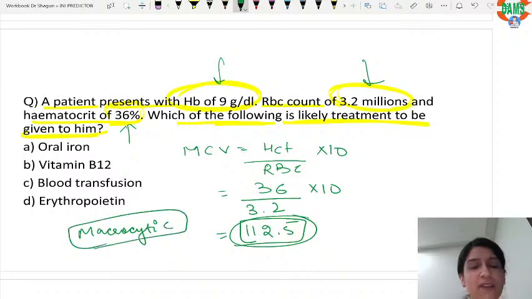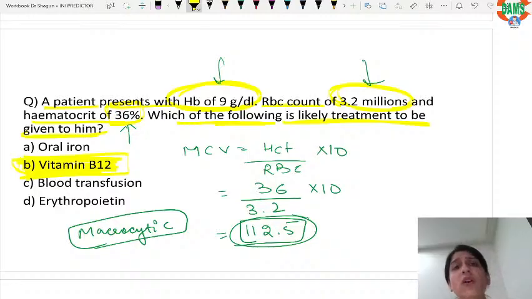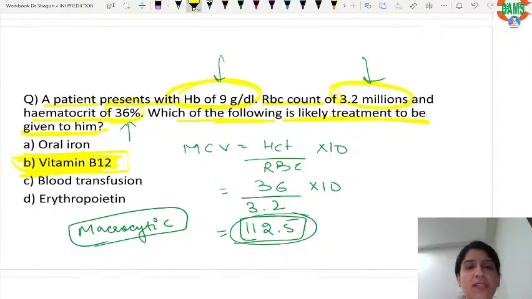macrocytic anemia, and if I go by that, the only option that suits me here is vitamin B12. How does that work? Oral and parenteral iron we give in microcytic anemias. So if I calculate this, MCV is going to be 112, more than 100, right? So that means this is a macrocytic anemia. So obviously I will give B12 or folate. Yes, option B is going to be the answer. Okay, let's go.